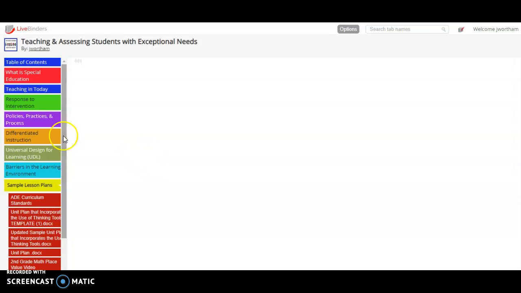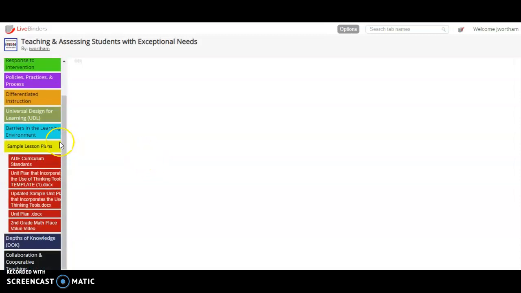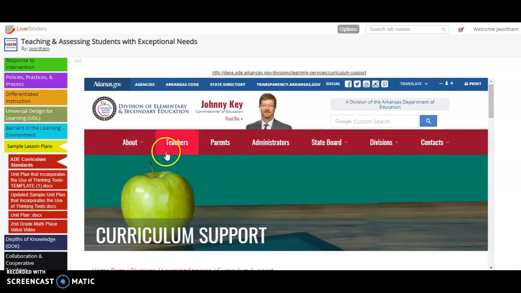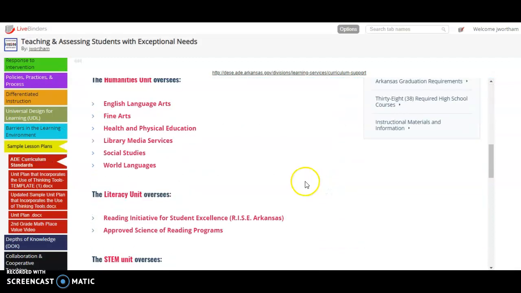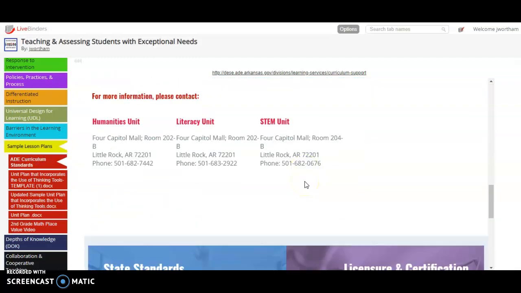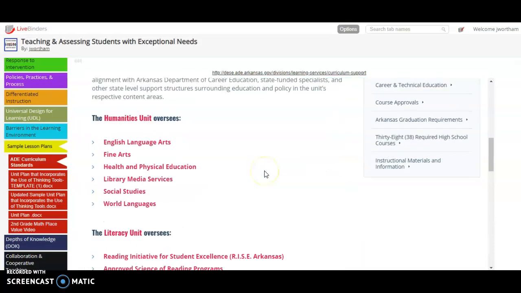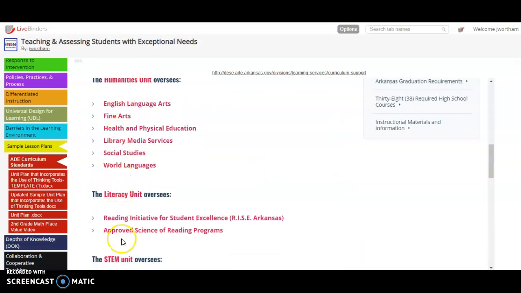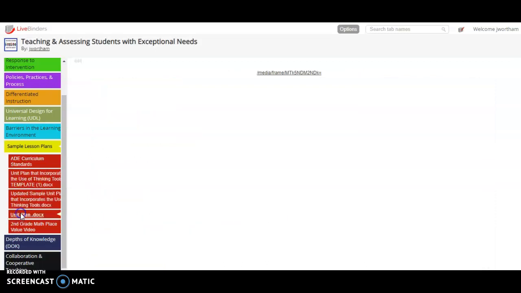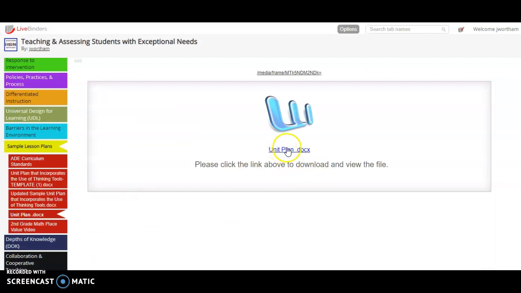All right, sample lesson plans. I'd say this is probably one of my favorite ones. This is one that I did in classroom management. I did include the ADE curriculum standards, very important for new teachers and present teachers. Just make sure you click on whichever one you want. I also included a blank template for a unit plan, a sample template, and then of course there is my template, which make sure you click on that and it will download.